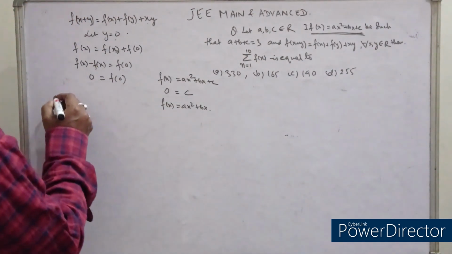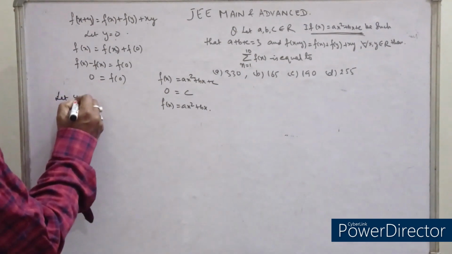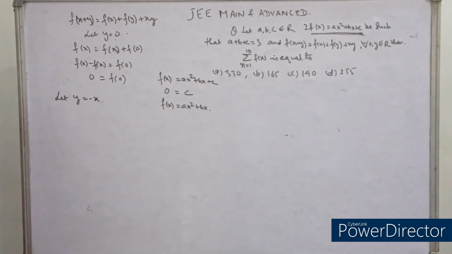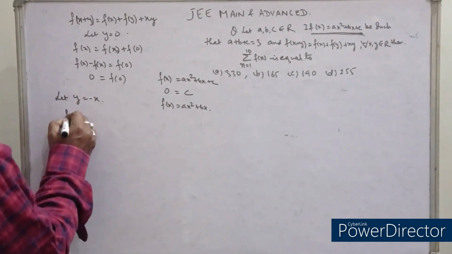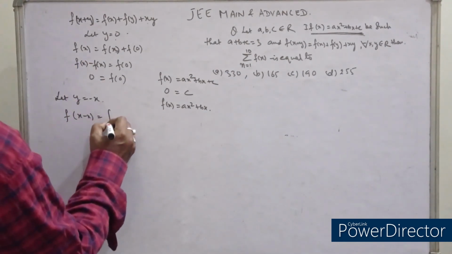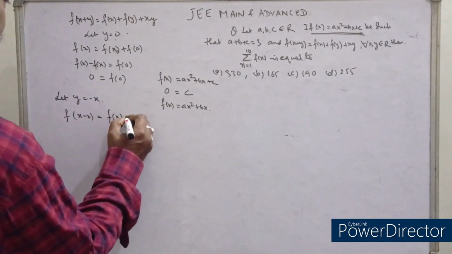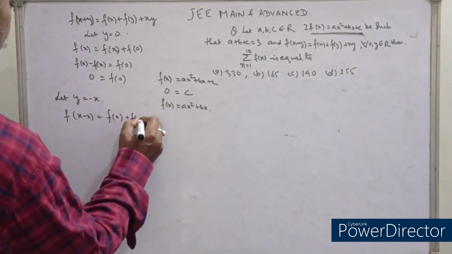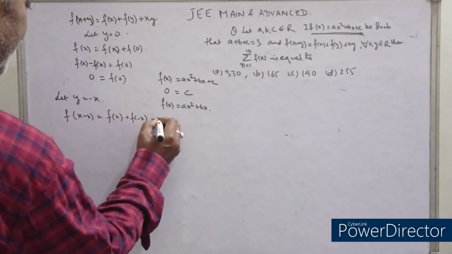Now let y be equal to minus x. So what will be the profit I get: x minus x. Here again this is 0, f(x), and this is plus f(minus x), and this is minus x square.